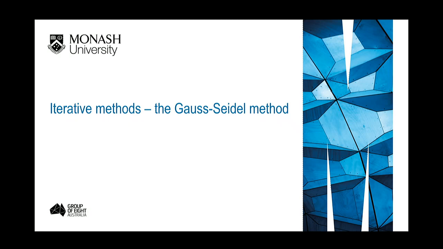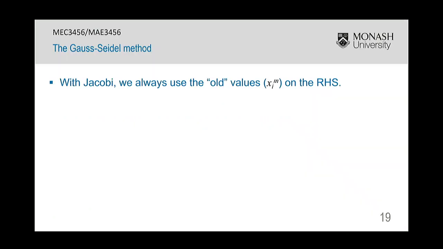So last time we looked at the Jacobi method for iteratively solving linear systems. Today we're going to look at an improved method that's known as the Gauss-Seidel method. So recall with the Jacobi method, when we solved each of the equations for the diagonal value of x, so xi is equal to some terms, on the right hand side we always used the old iterative values of x.